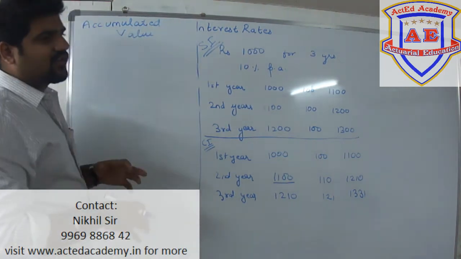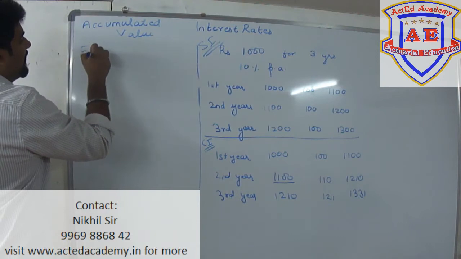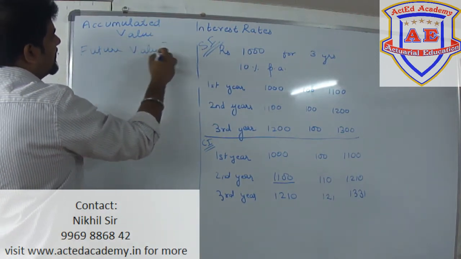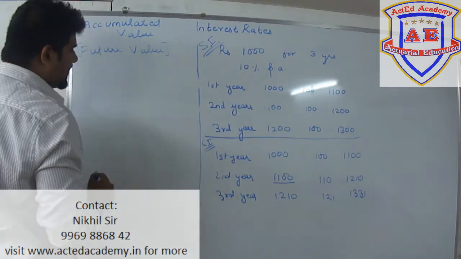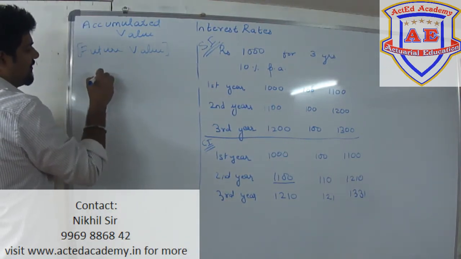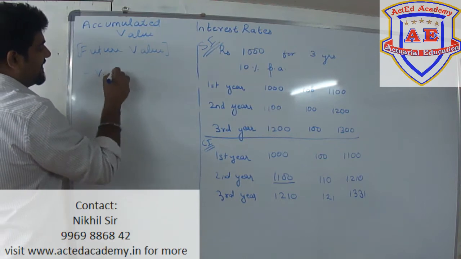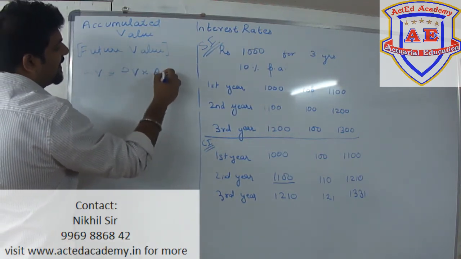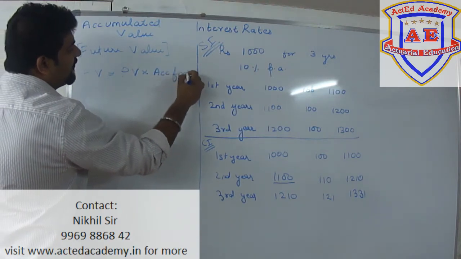First of all, understand what is accumulated value, also called the future value. You can use both these terms interchangeably, they mean the same. Now pay attention. Your future value is nothing but your present value multiplied by the accumulation factor.